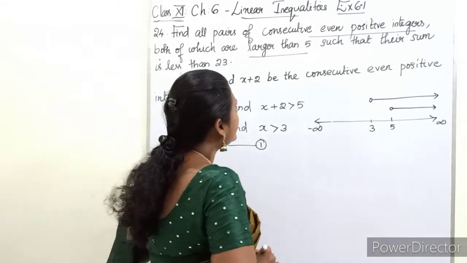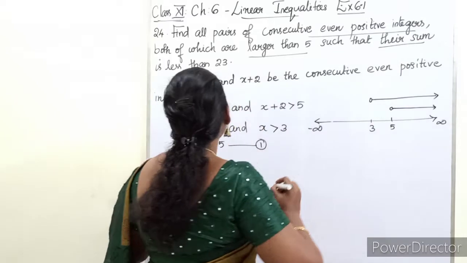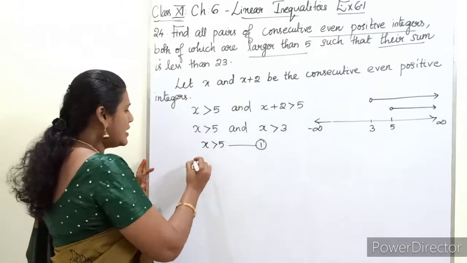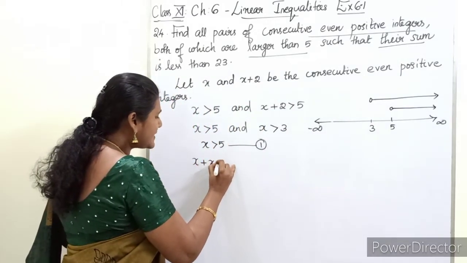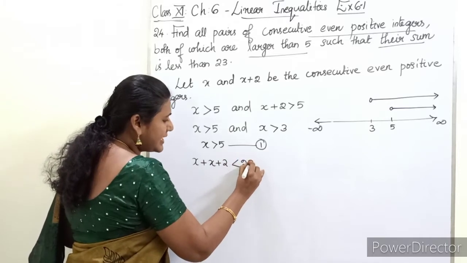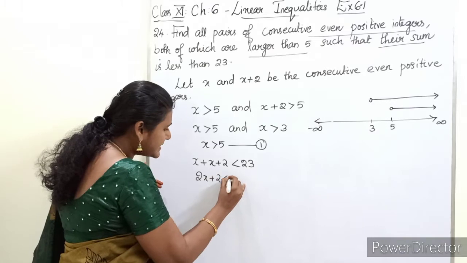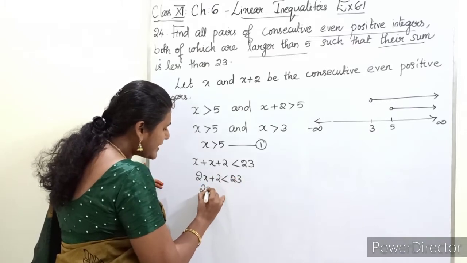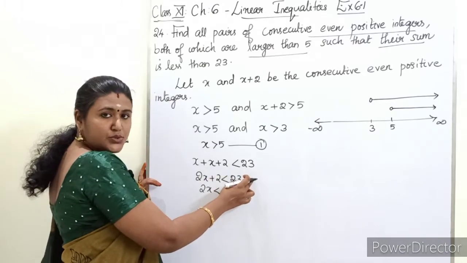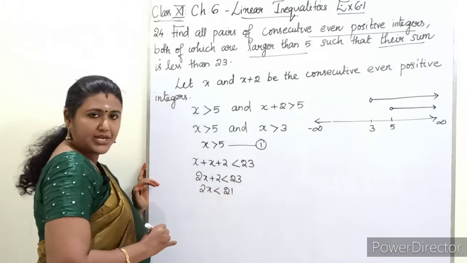Now the second condition, what is given? Their sum is less than 23. So x plus x plus 2 is less than 23. This we will simplify. So 2x plus 2 is less than 23. So 2x is less than, we will take this 2 to this side, so you will get 21.